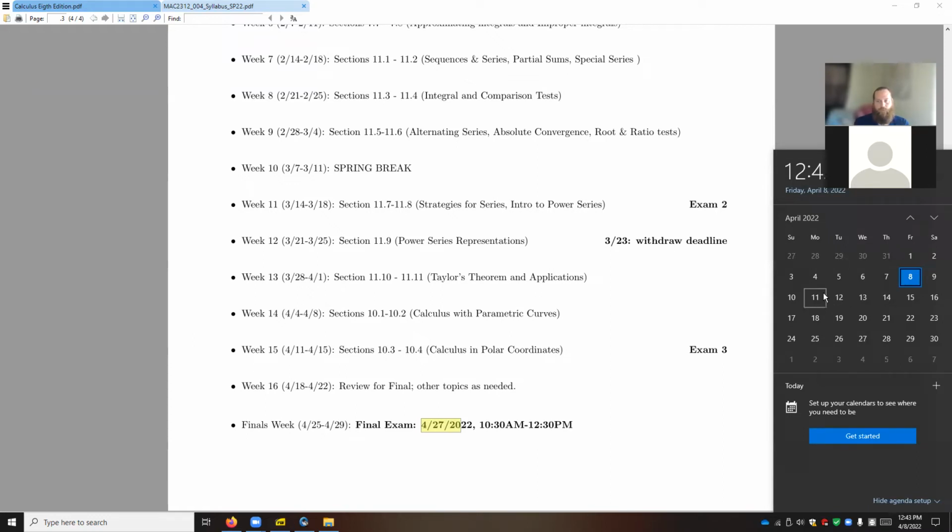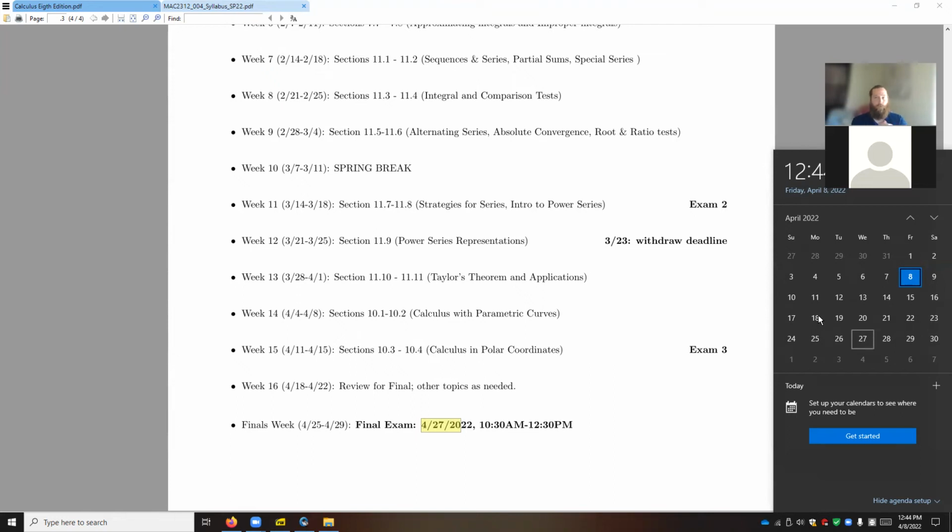So next Monday, I'm going to talk to you about arc length and surface area. And that will be the end of section 10.2. And then Wednesday and Friday, we will introduce polar coordinates. And then Monday and Wednesday, we'll get a little bit more practice. I'm thinking exam 3 will be on the last regular day of class, which is the 22nd. And then your final exam is going to be on the 27th.